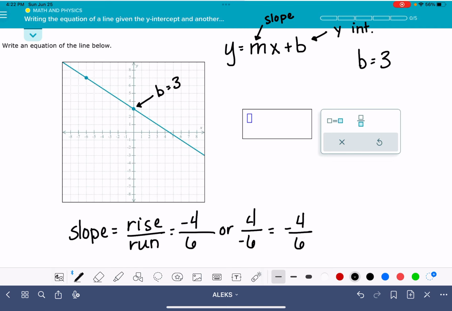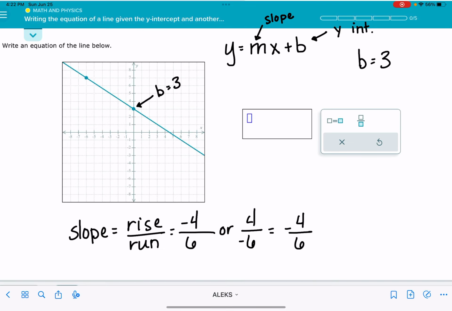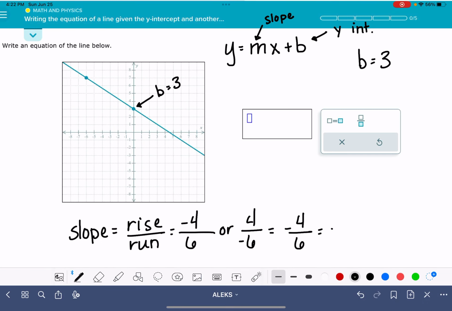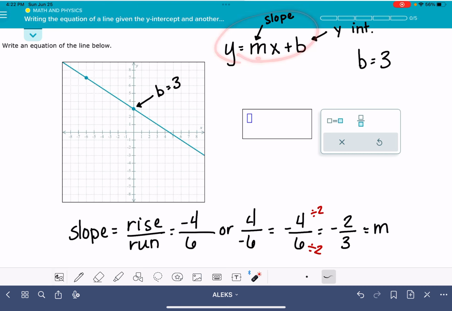Now we do need to simplify this particular slope. We've got to find the greatest common factor between 4 and 6, which is 2. We can simplify this to -2/3, and we're doing that just by dividing both the top and the bottom by 2. So that is our value for the slope, which in this equation up here, that's represented by the variable m.